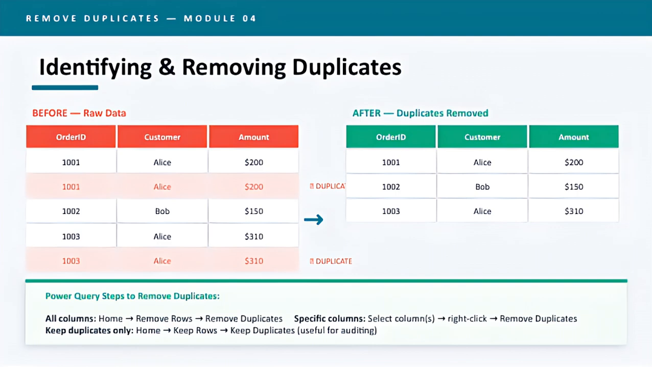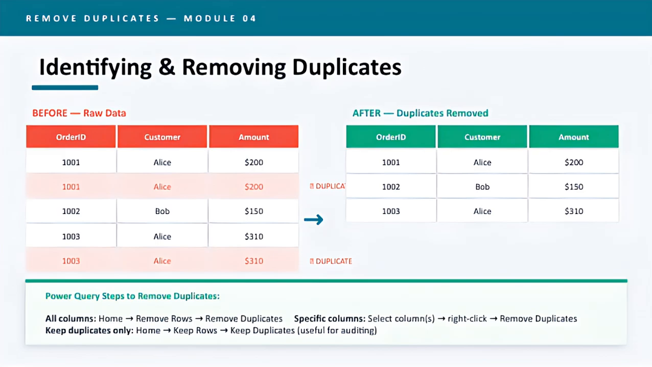Looking at this example, before removing duplicates, we see the raw data with some repeated rows. After applying the Remove Duplicates step, duplicates like the $310, Alice, 1003 entries are eliminated, leaving only unique records. It's important to understand these options because they give you control over how you clean and prepare your data. Removing duplicates helps ensure your analysis is accurate, while keeping duplicates can help you spot issues or patterns.